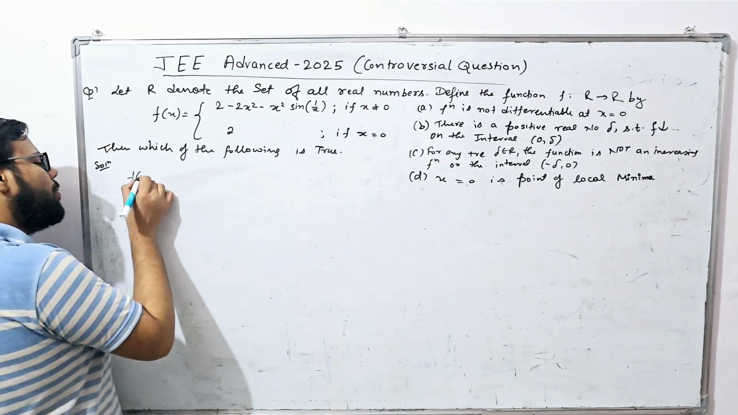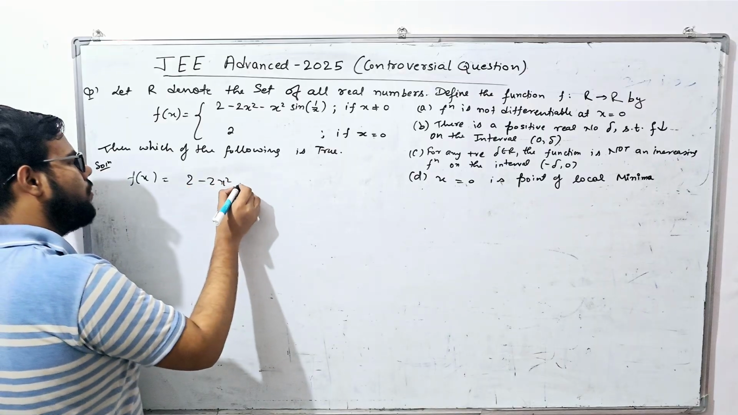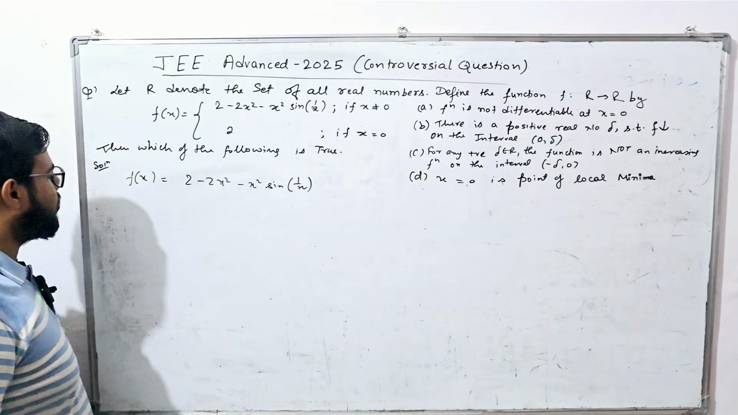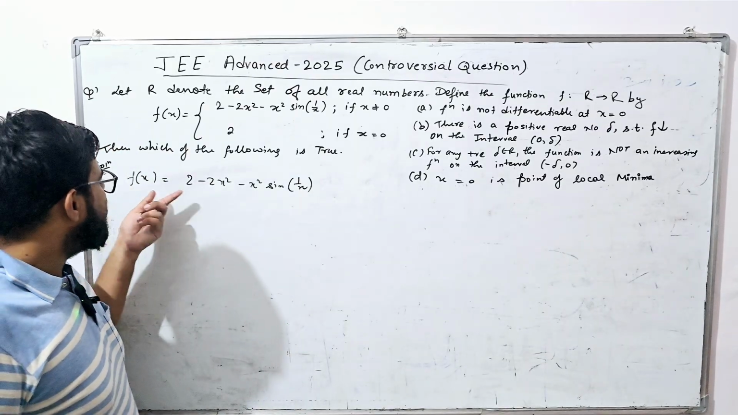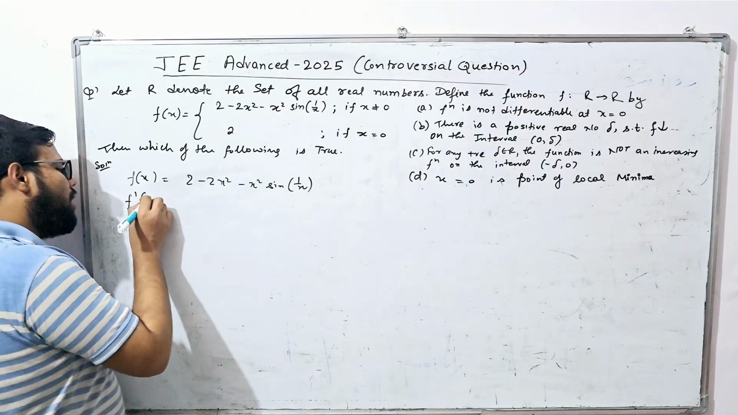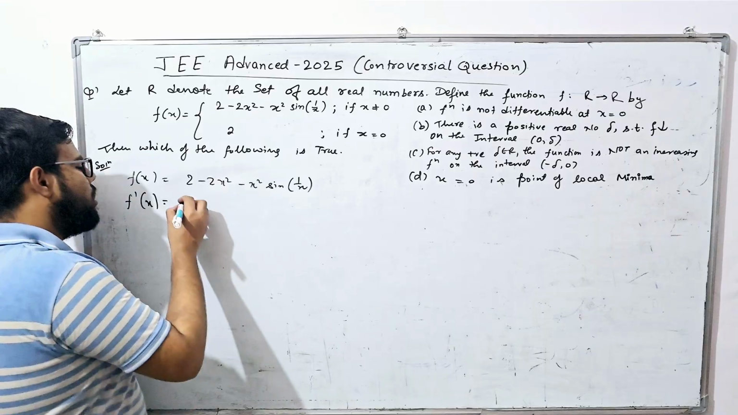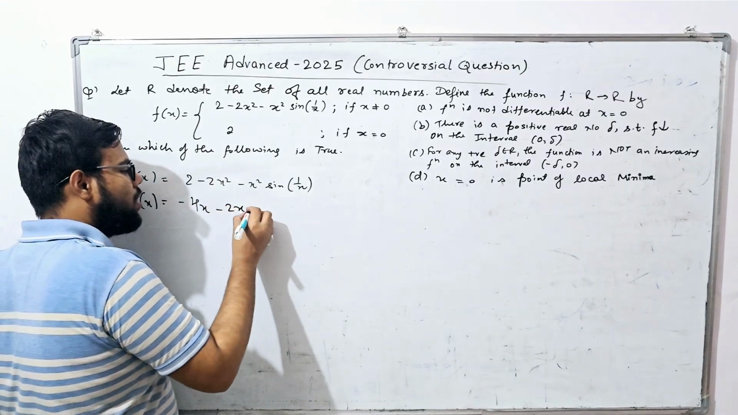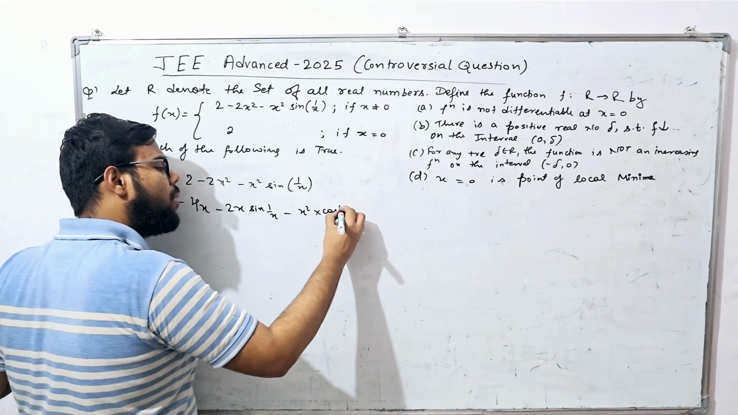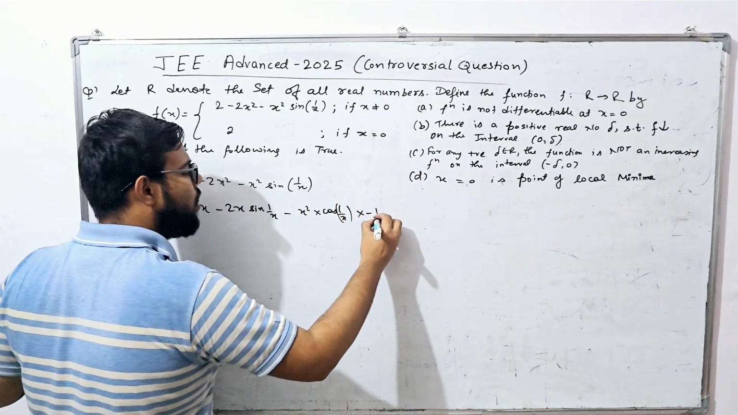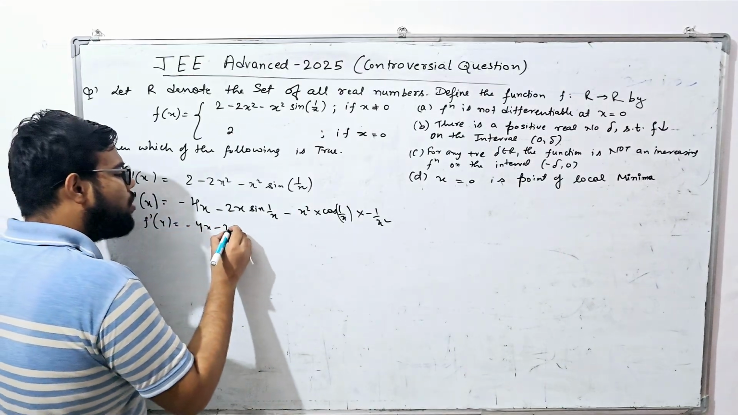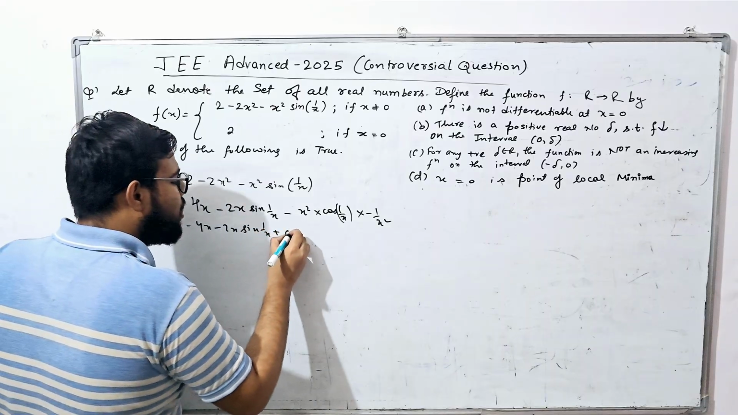So f(x) is basically equal to sine 1 upon x, so f(x) is equal to this expression. Now let's differentiate it. So f'(x) is equal to basically what? Negative 4x minus 2x sine 1 by x minus x square into cos 1 by x. Now let's apply the chain rule, negative 1 upon x square. So you get f'(x) is equal to negative 4x minus 2x sine 1 upon x plus cos 1 upon x.